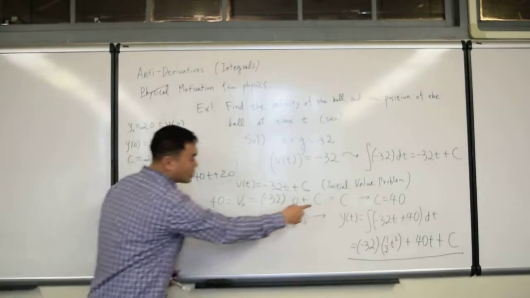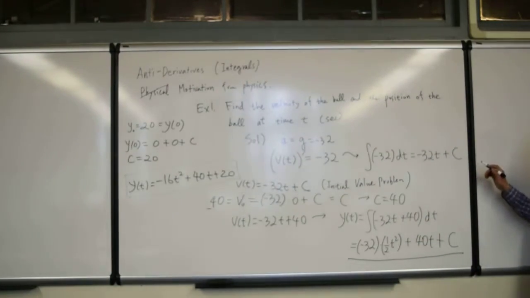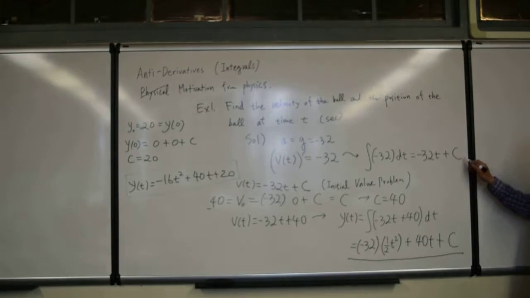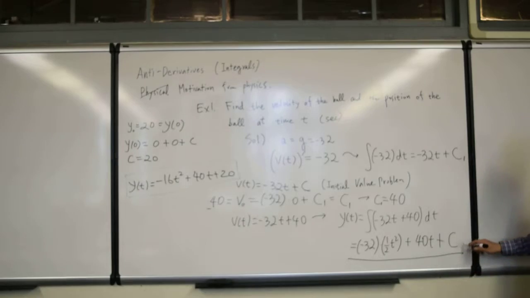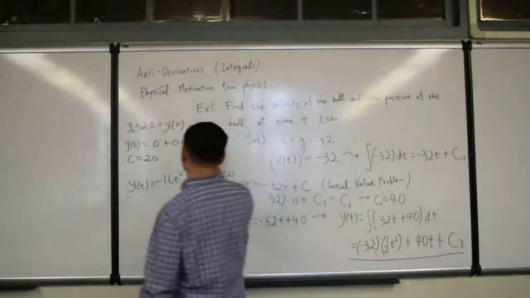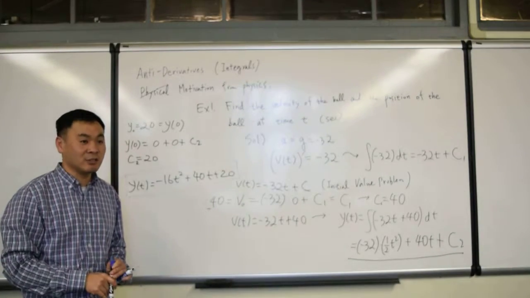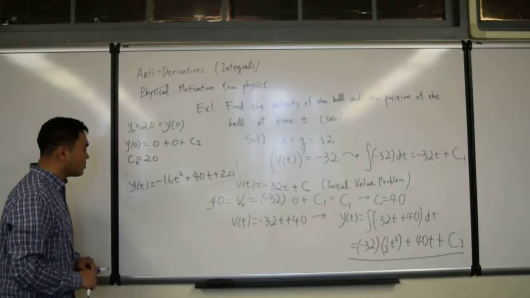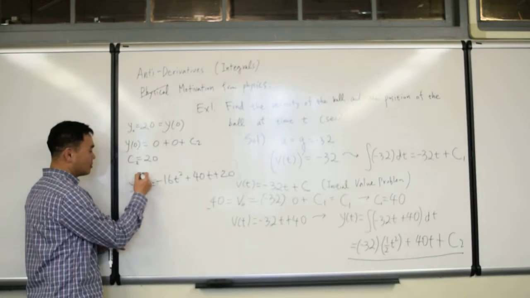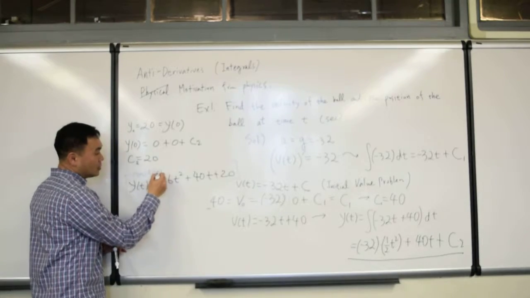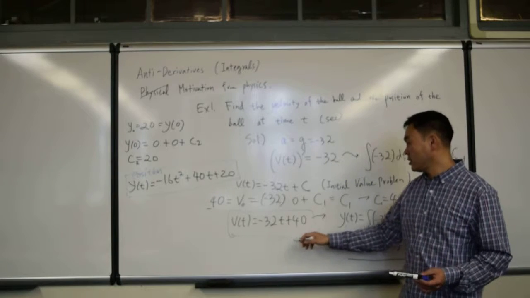No, c was 40 here. Okay, so it's different. It's a different c. Okay. So maybe if it's confusing, you might want to put c1 for this one, and put a c2 for this one. That's often done when you have many c's appearing at the same time. Okay. All right, so this one is the answer for the position. Let me write down position. And this one is the answer for the velocity.